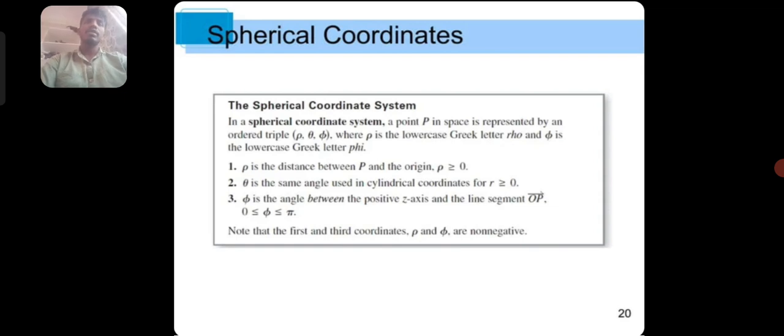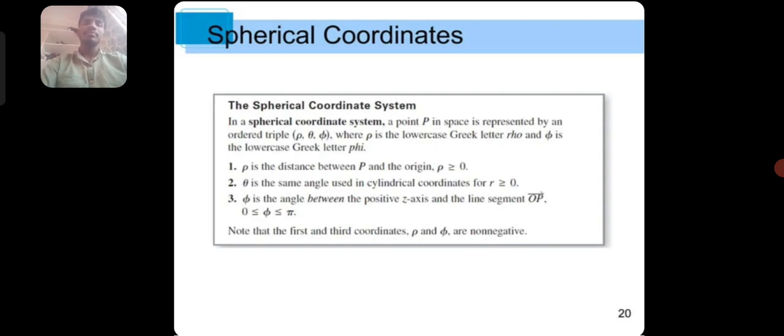Next, the spherical coordinate system. In a spherical coordinate system, a point P in space is represented by an ordered triple: rho, theta, phi, where rho is the lowercase Greek letter rho and phi is the lowercase Greek letter phi. And next, rho and phi. Rho is the distance between P and the origin, rho is greater than or equal to 0.